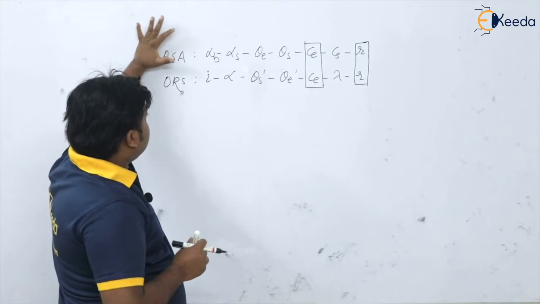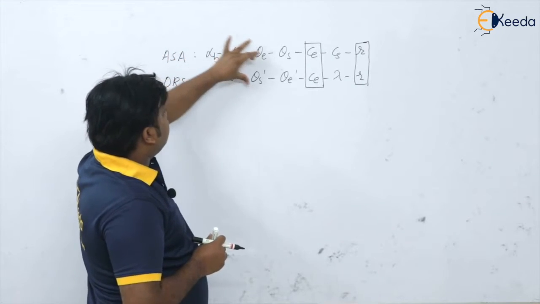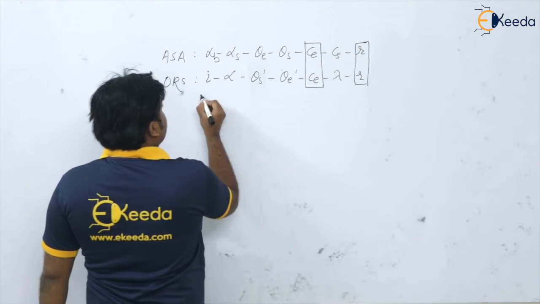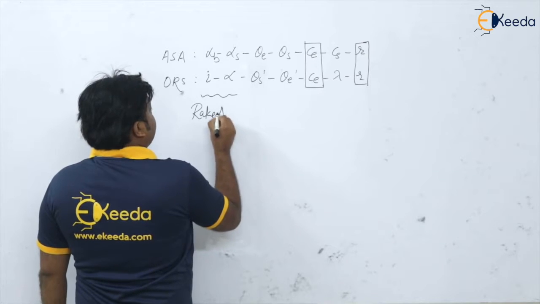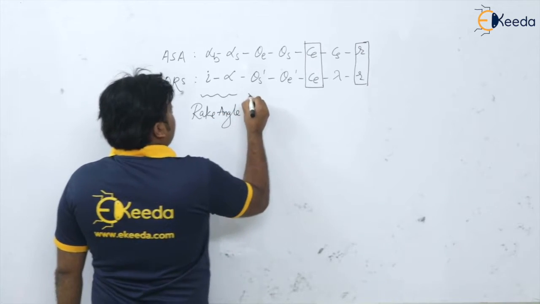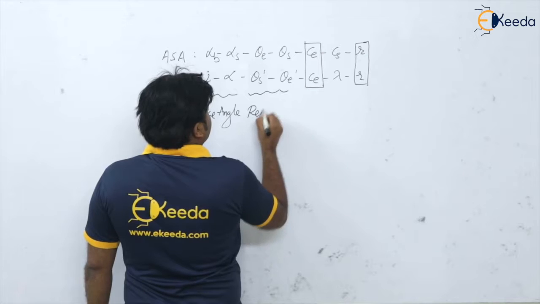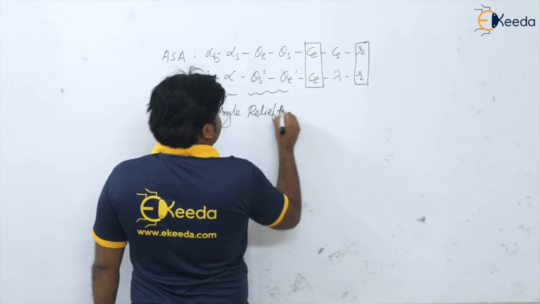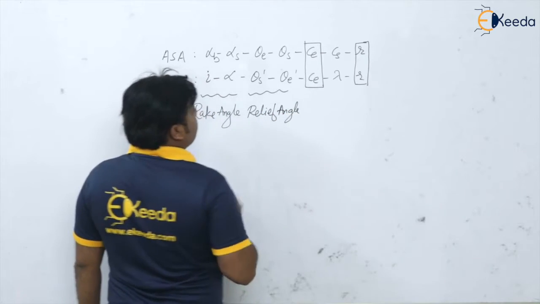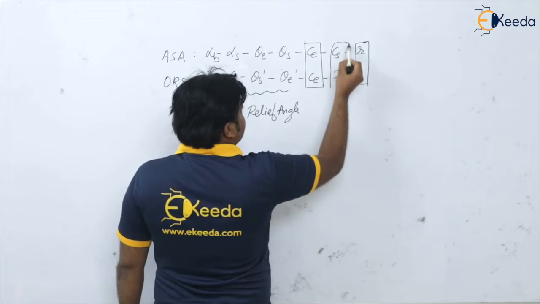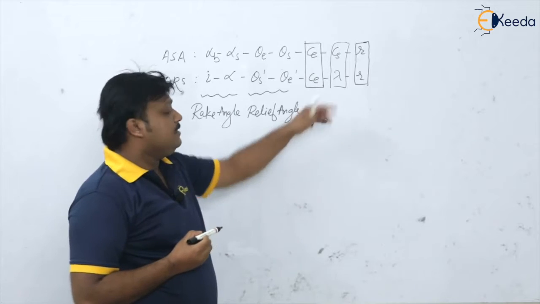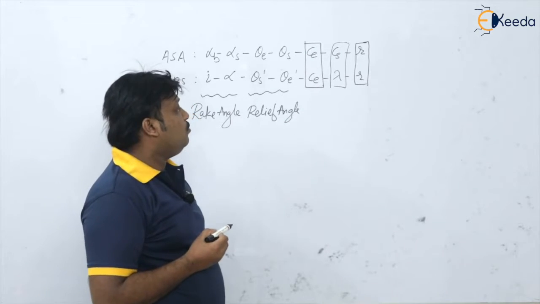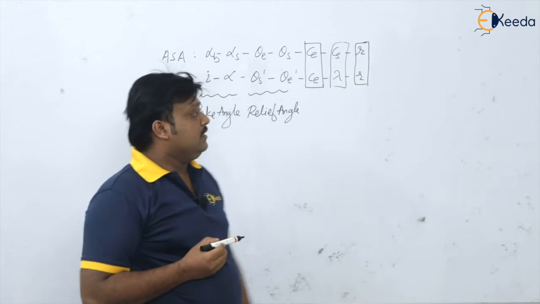Now there should be a relationship between the rake angles and the relief angles, isn't it? And one more relation exists between CS and lambda, that is side cutting edge angle and the approach angle or entry angle or principal cutting edge angle.